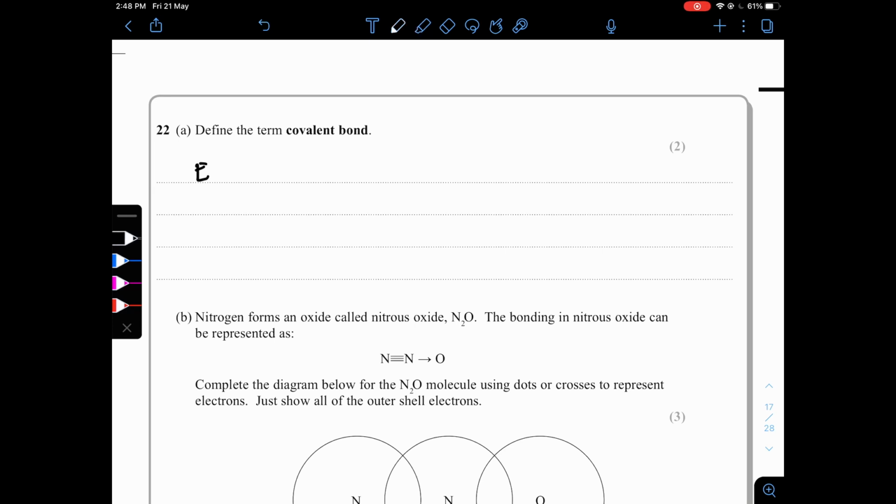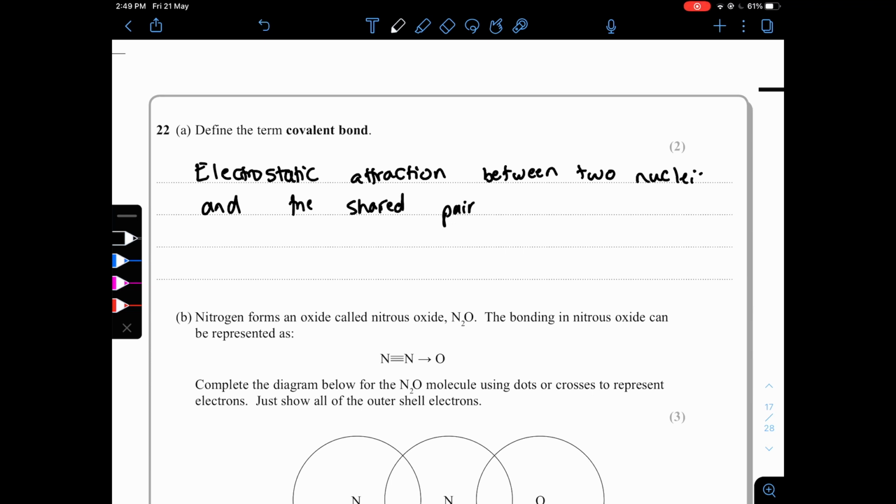So what I would say is use the definition: it is the electrostatic attraction between two nuclei and the shared pair of electrons between them. The first mark is for the shared pair, according to the mark scheme, and the second part is the electrons between them. But I would still recommend using this terminology, the electrostatic attraction between the two nuclei. That is more precise and accurate, and it will help you understand the covalent bond better than just saying it's a shared pair of electrons.